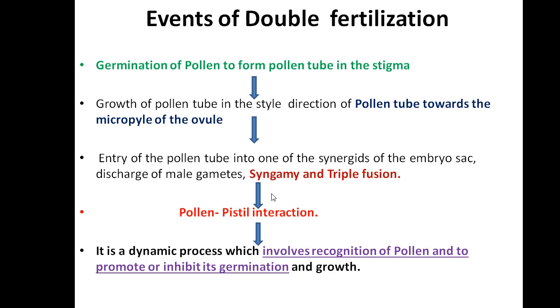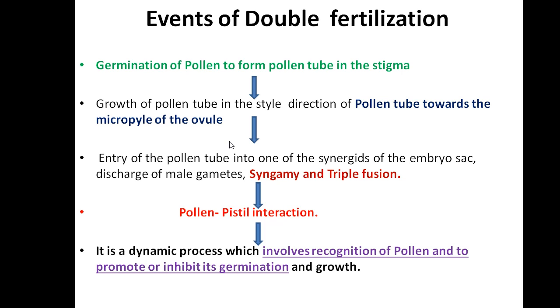What actually happens? First, the germination of pollen to form the pollen tube on the stigma. In the last video I explained how the pollen germinates when it reaches the right stigma. Then from the stigma it travels through the style towards the ovule through the micropyle end.